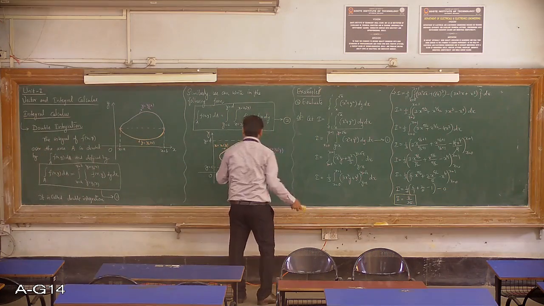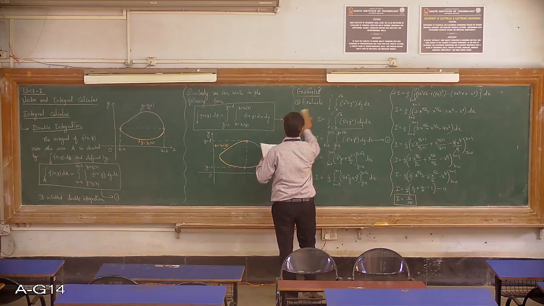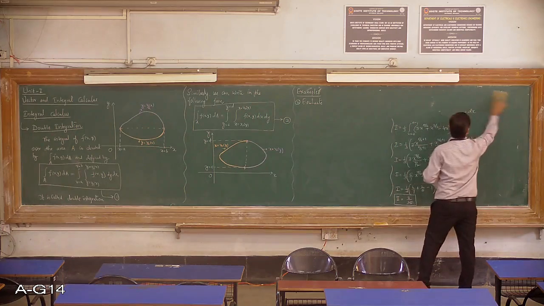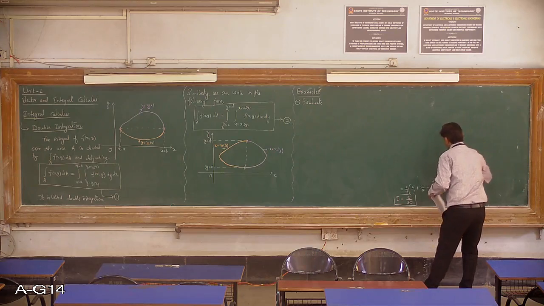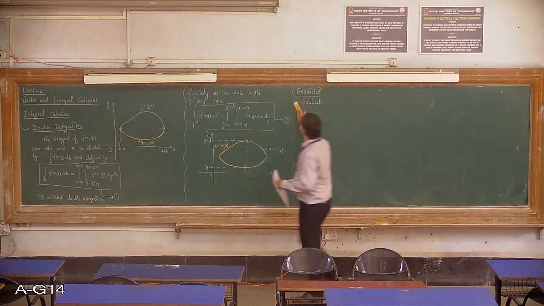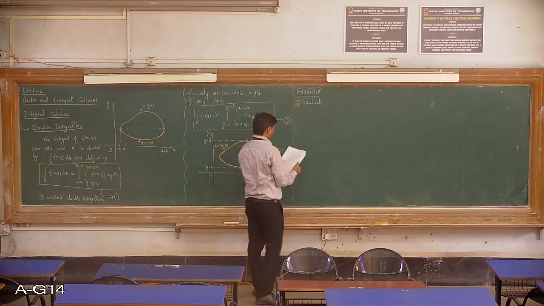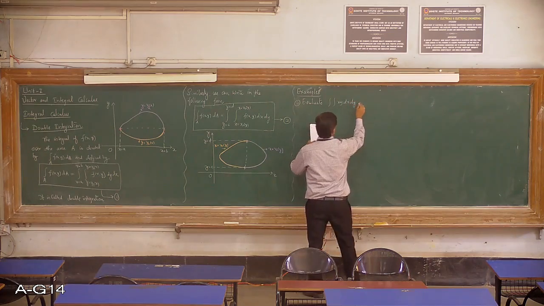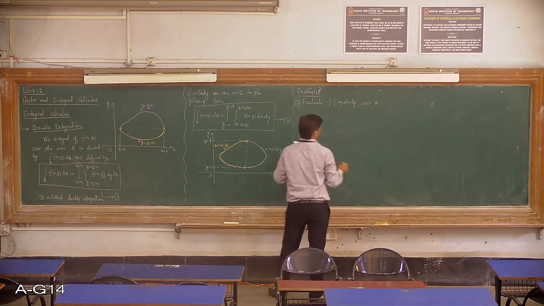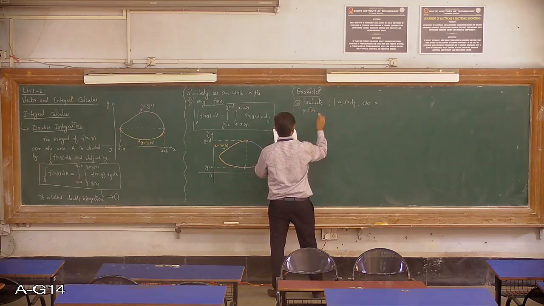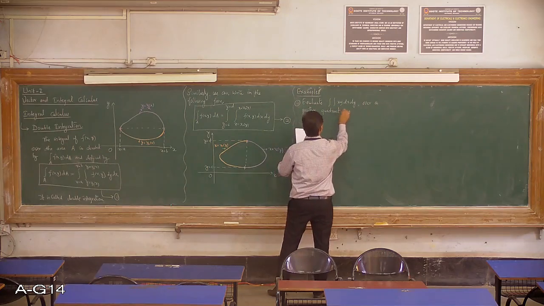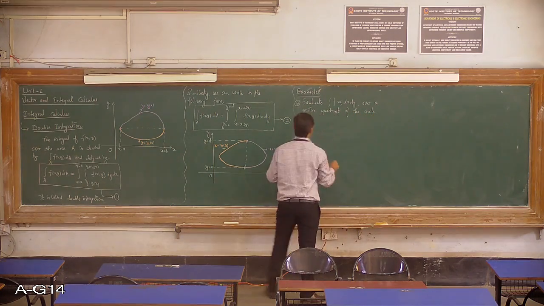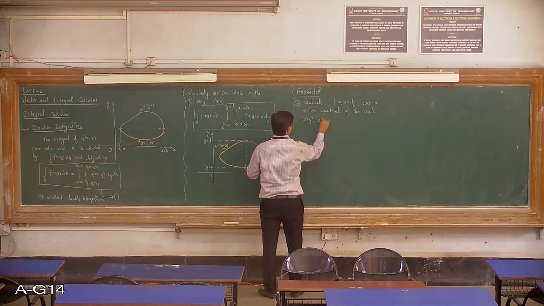Problem number 3. Example number 3, evaluate double integration xy dx dy over the positive quadrant of the circle x square plus y square is equal to a square.